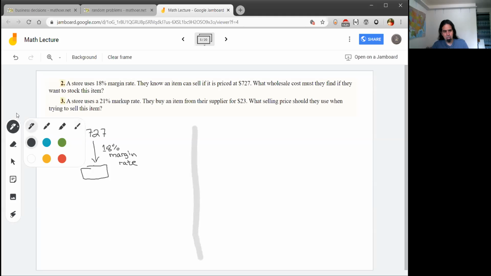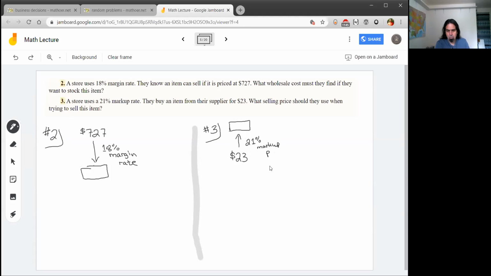Number 3, we're starting at 23. We're going up and we don't know what it is. And it's a 21% markup rate. Everyone okay with my 2 pictures? Mm-hmm. And they're polite. The one that's going down is a margin rate. The one going up is a markup rate. So we're good to go.